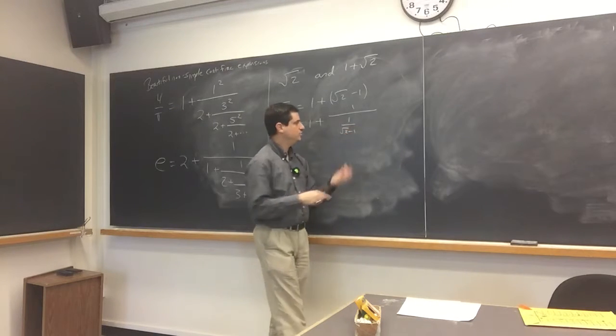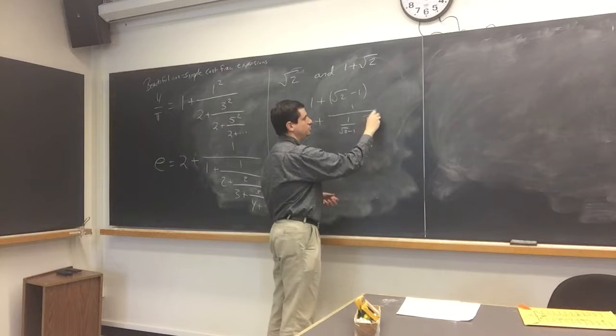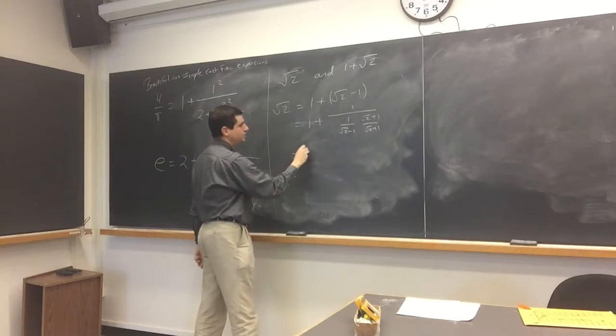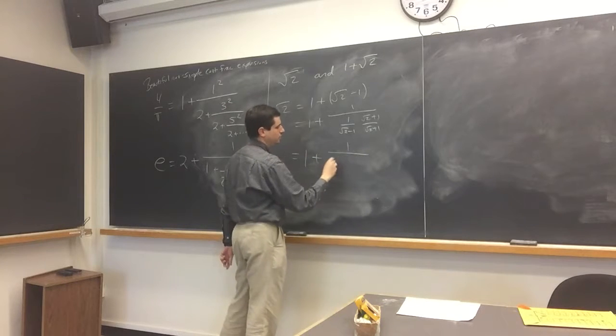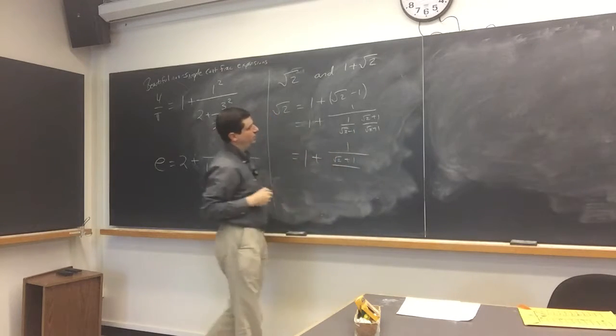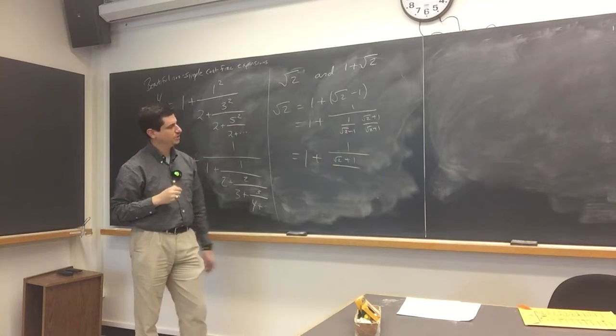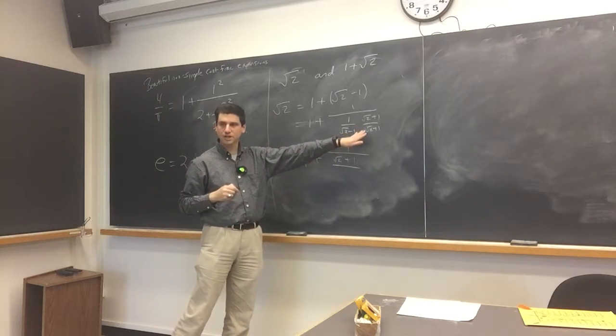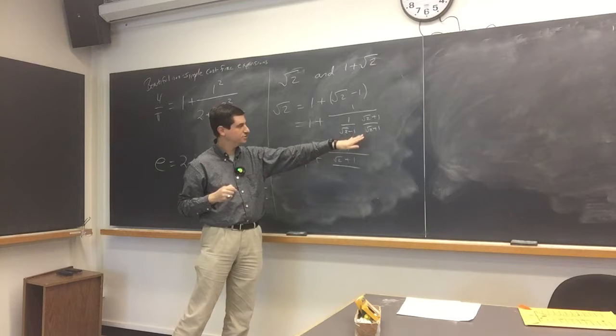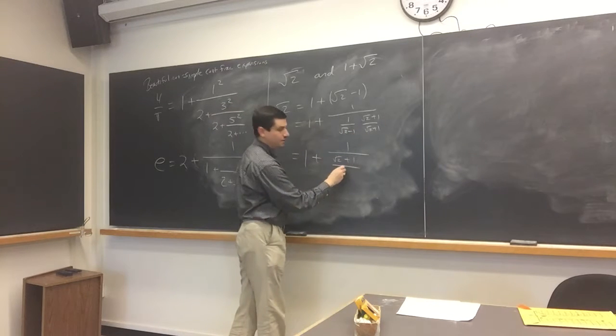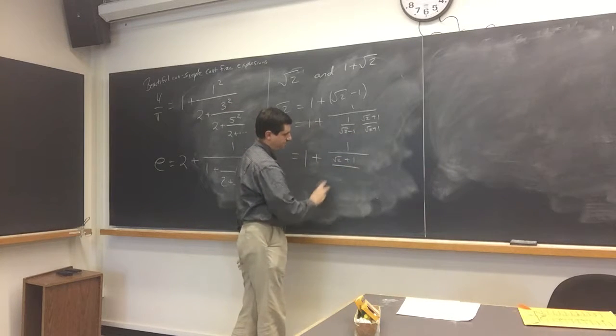So how would I do this? I rationalize. I multiply by root 2 plus 1 over root 2 plus 1. And so this is now 1 plus 1 over root 2 plus 1 over, or what do I get when I multiply root 2 minus 1 by root 2 plus 1? I get 2, the inside and outside terms cancel, and then I get a minus 1, so I get a 1. Oh, that's really nice.